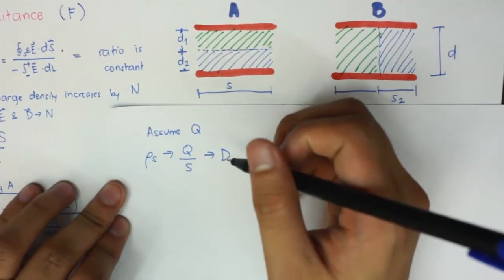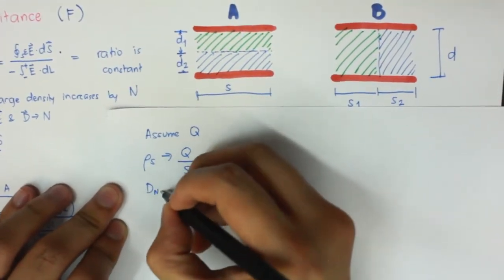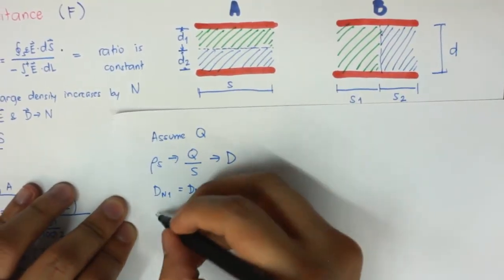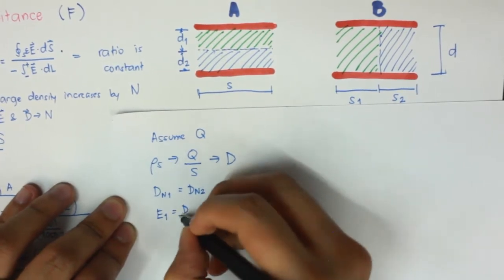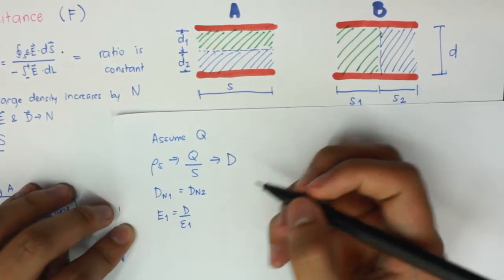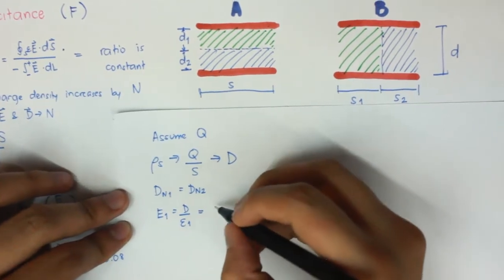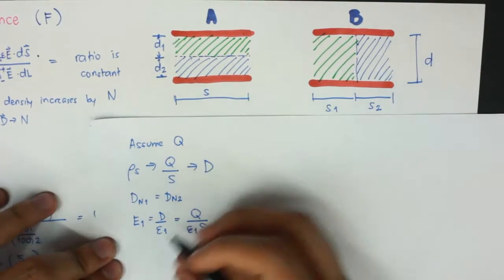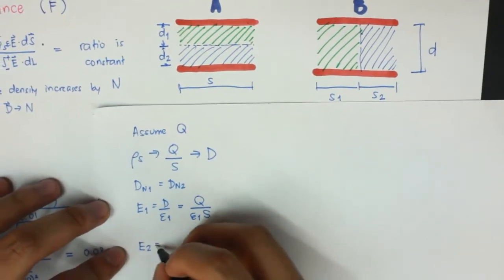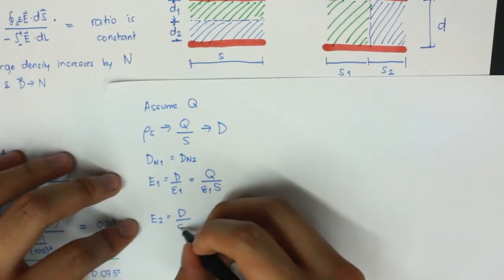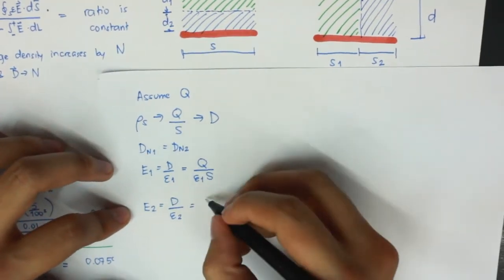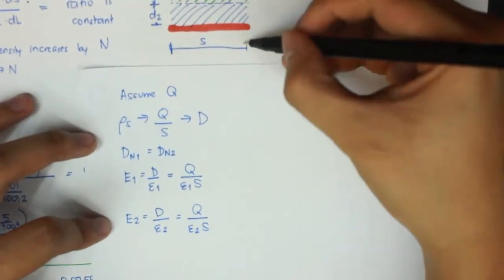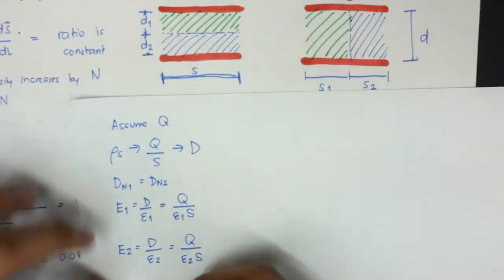And by boundary condition, we know that D_N1 equals D_N2. And electric field 1 equals D/epsilon 1. Or, gamitin natin yung charge, Q/epsilon 1 S. And similarly, yung electric field dun sa 2, that's D/epsilon 2, which is Q/epsilon 2 S. Parehas lang yung surface area nila.